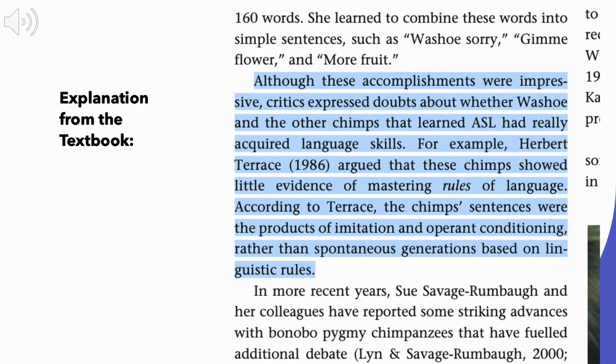Explanation from the textbook. Although these accomplishments were impressive, critics expressed doubts about whether Washoe and the other chimps that learned ASL had really acquired language skills. For example, Herbert Terrace, 1986, argued that these chimps showed little evidence of mastering rules of language. According to Terrace, the chimps' sentences were the products of imitation and operant conditioning, rather than spontaneous generations based on linguistic rules.